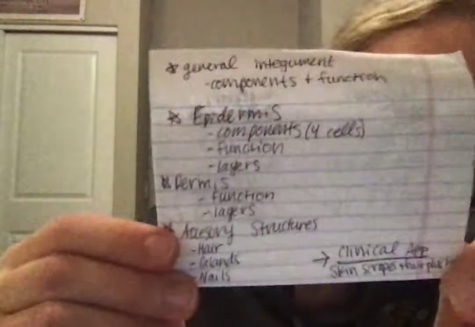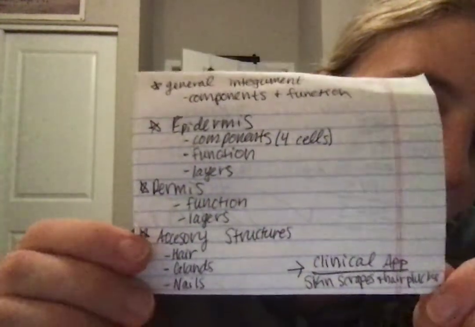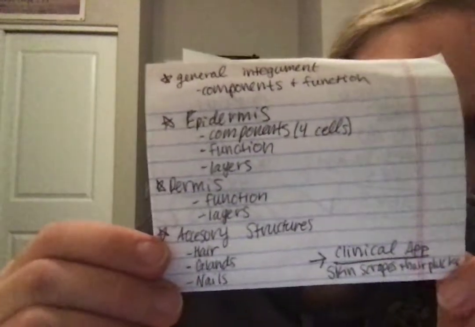Today we'll be going over the integumentary system. On the back of my note card here, I just have some notes to follow along with for this presentation. So like I said, we're talking about the integumentary system. The integumentary system is comprised of the skin and its derivatives, which include the hair, the nails, sebaceous glands, and sweat glands. So we're going to go over the layers of the skin.